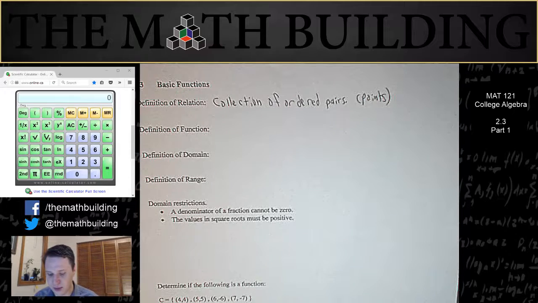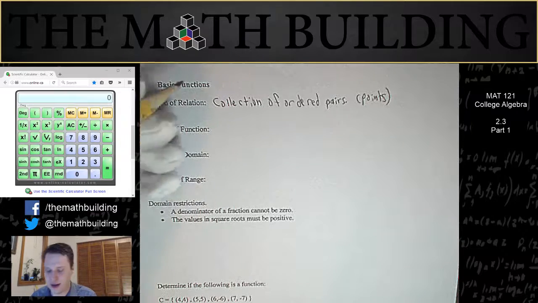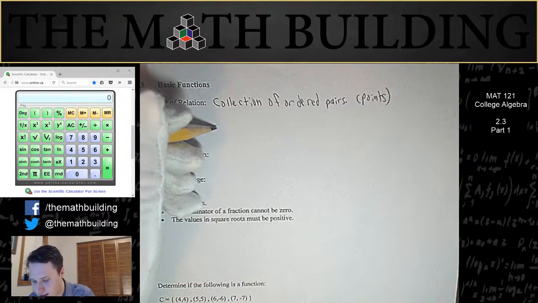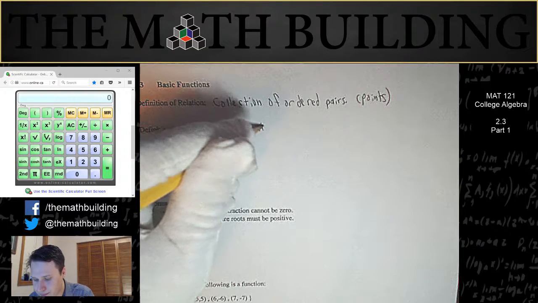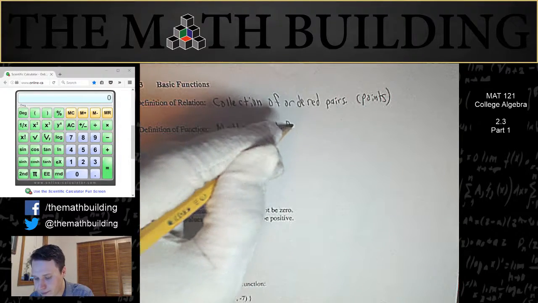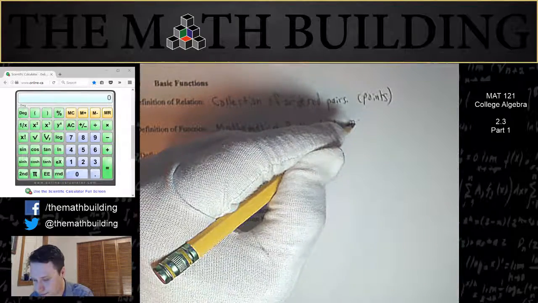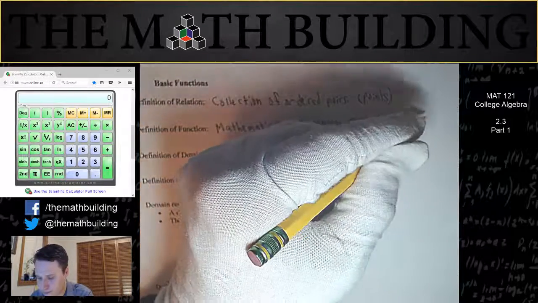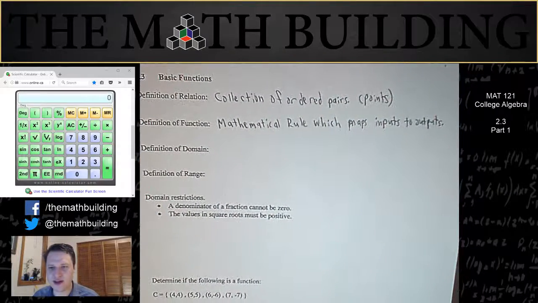A function is very similar, except there's one important difference. The way I define function is similar to how they do it at the college level when you're getting your undergraduate in math. And I like to think of it as a mathematical rule which maps inputs to outputs. So this definition is a little imprecise, but it's going to work for our purposes right now.